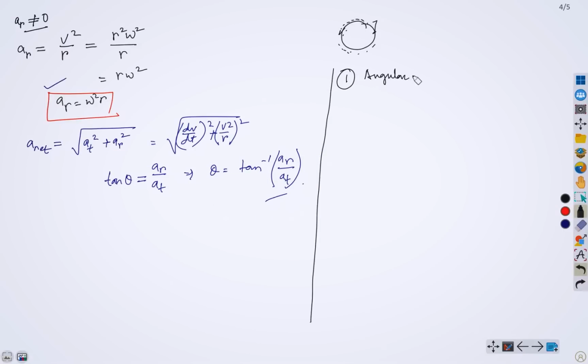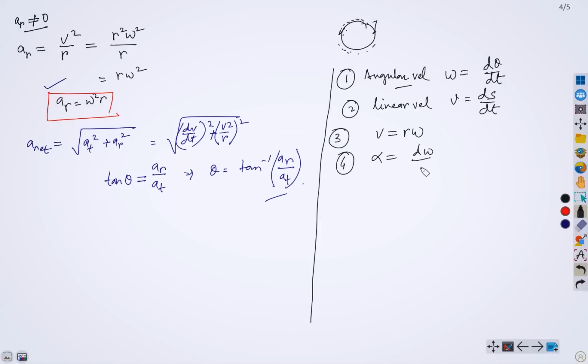Angular velocity omega equals d theta by dt. Okay, we have learned this relationship. Linear velocity v equals ds by dt. We have learned the relationship between v and omega is v equals r omega. Yes, we have learned angular acceleration alpha equals d omega by dt. We have learned tangential acceleration, and the relationship with angular acceleration is this, and a_r, that is centripetal acceleration, is omega square r. So these are the most important ones that are required to solve numerical problems. Okay, so you just note it down in your copy on the left hand side as formulas, because this will be required.